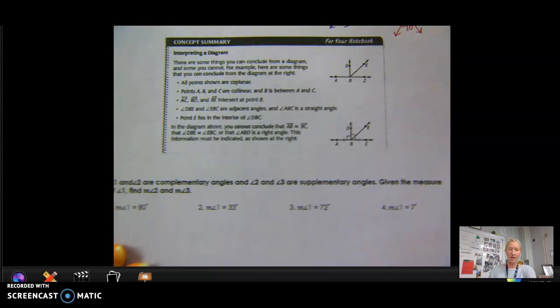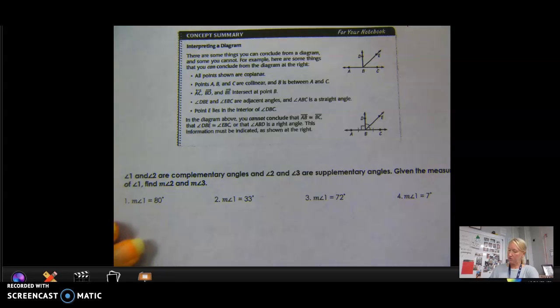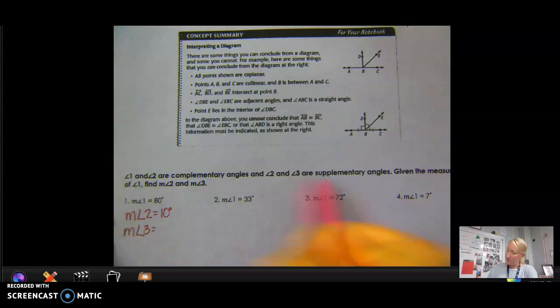Angle 1 and angle 2 are complementary angles. Angle 2 and angle 3 are supplementary angles. Give the measurements for 1, 2, and 3. So the measure of angle 1 is 80 degrees. So that means the measure of angle 2, its complement, would be 10 degrees because it adds to 90. And then the measure of angle 3, it says 2 and 3 are supplementary. So supplementary to 10 degrees would be 170 because that makes 180. Pause me and try 2, 3, and 4 on your own.